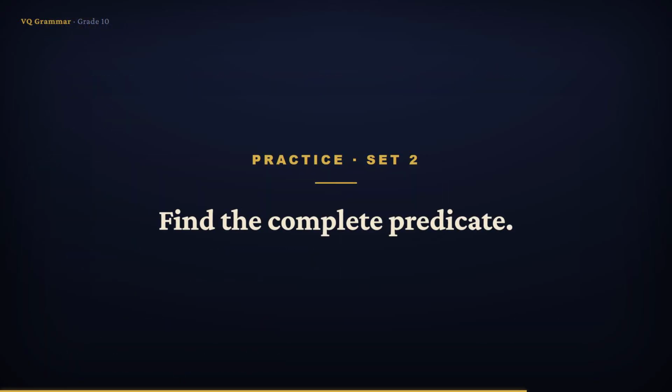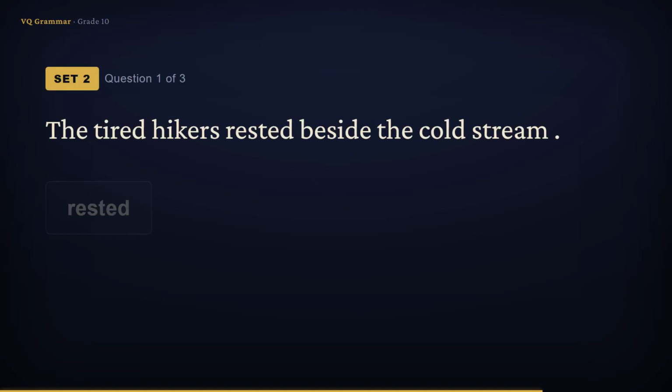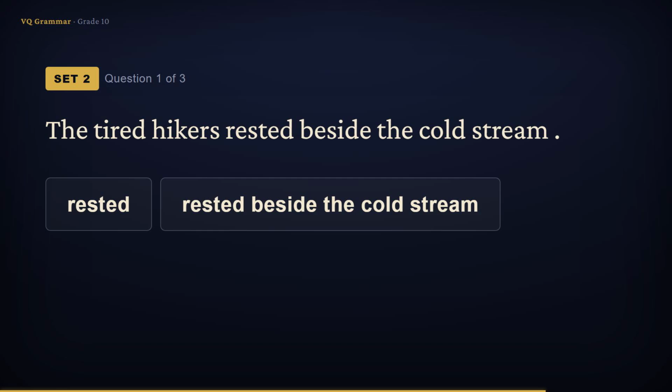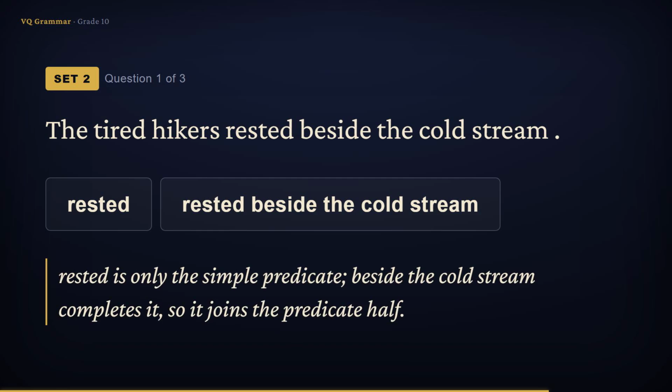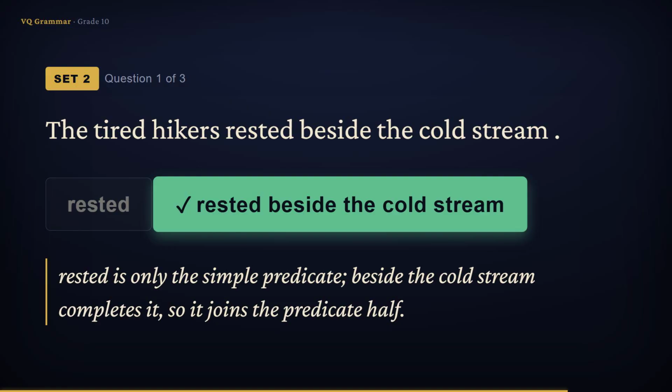Now we flip sides. In this set, you tell me the complete predicate, the verb plus every word that completes or modifies it, all the way to the end of the sentence. Pause and try each one before I answer. The tired hikers rested beside the cold stream. Now we want the complete predicate. The verb is rested. That's the simple predicate, the bare core. But where did they rest? Beside the cold stream. Those words complete the verb, so they belong to the predicate half. The complete predicate is rested beside the cold stream.